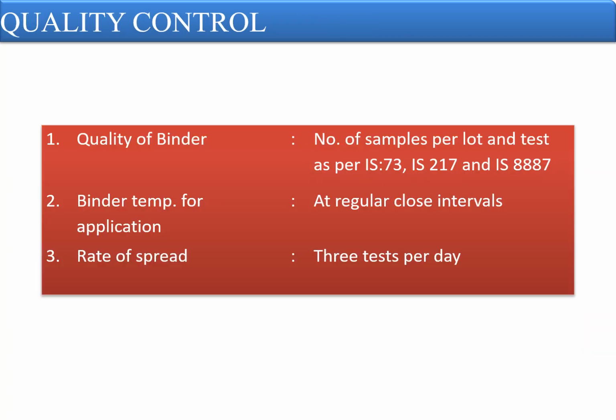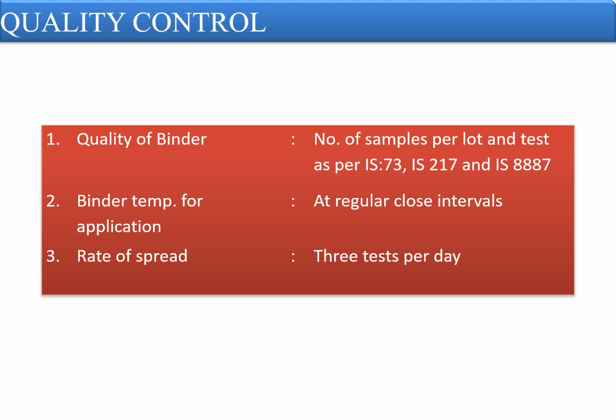When we talk about the quality control or the tests required as far as the tack coat application is concerned, the quality of the binder is one of the most critical parts which one has to check. That means the number of samples per lot and the tests as per IS 73 or IS 217 and IS 8887, depending upon the binder which you are using. Binder temperature for application has to be checked at regular close intervals.